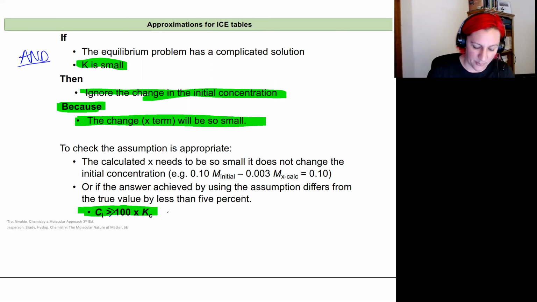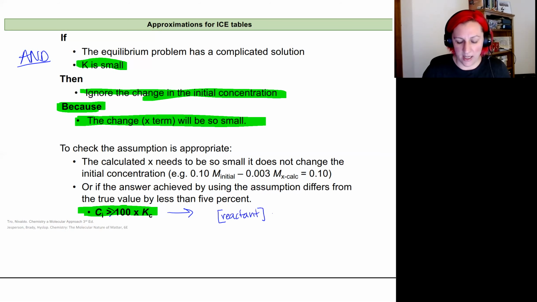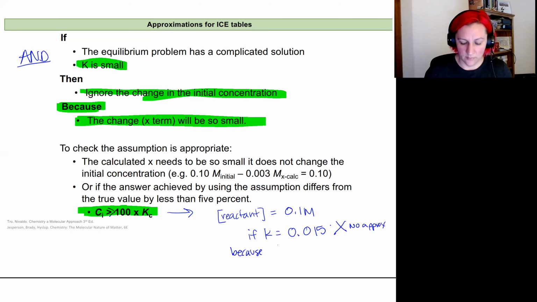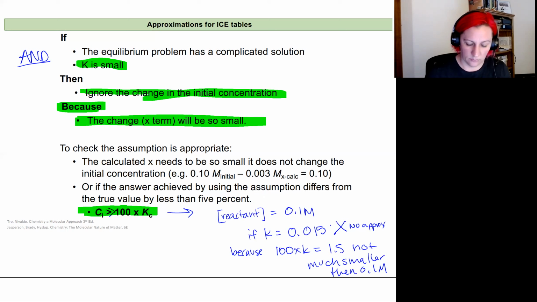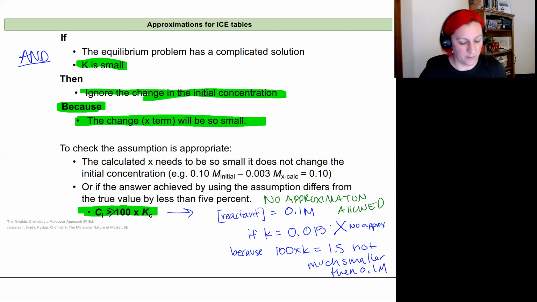So for example, if I have an initial concentration of my reactant equal to 0.1 molar, and my K is equal to 0.015, I'm not going to be able to do the approximation. Because 100 times my K value would equal 1.5, right? And that is not much smaller than my 0.1 molar. So no approximation. And that's a bit of an exaggerated one. That one should be hopefully obvious.